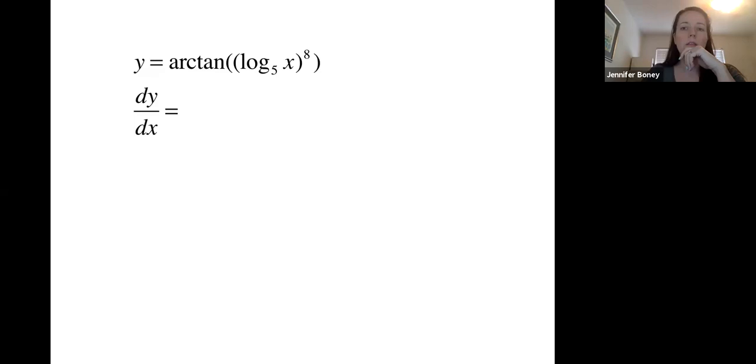So if I'm evaluating this, I raise to the 8th power and then find the arctangent. So we can deal with the derivatives of all of those pieces in whatever order we want. I'll work outside in. So if we had f(x) equals arctangent of x, we know that the derivative of that one is 1 over 1 plus x squared.